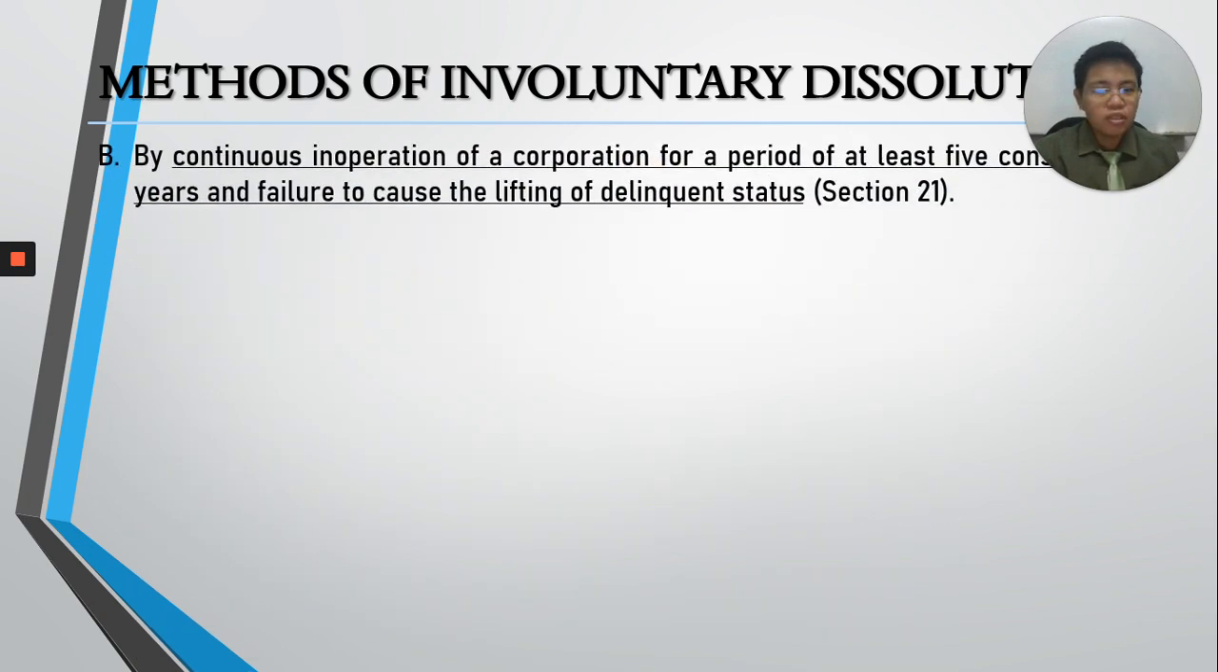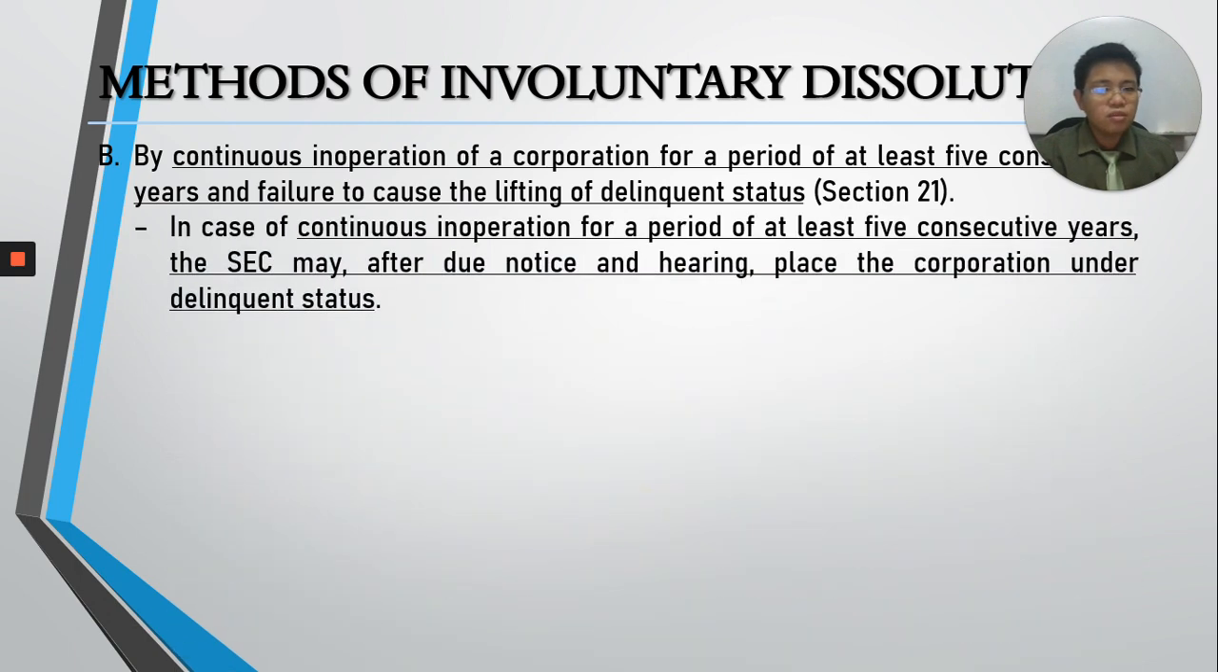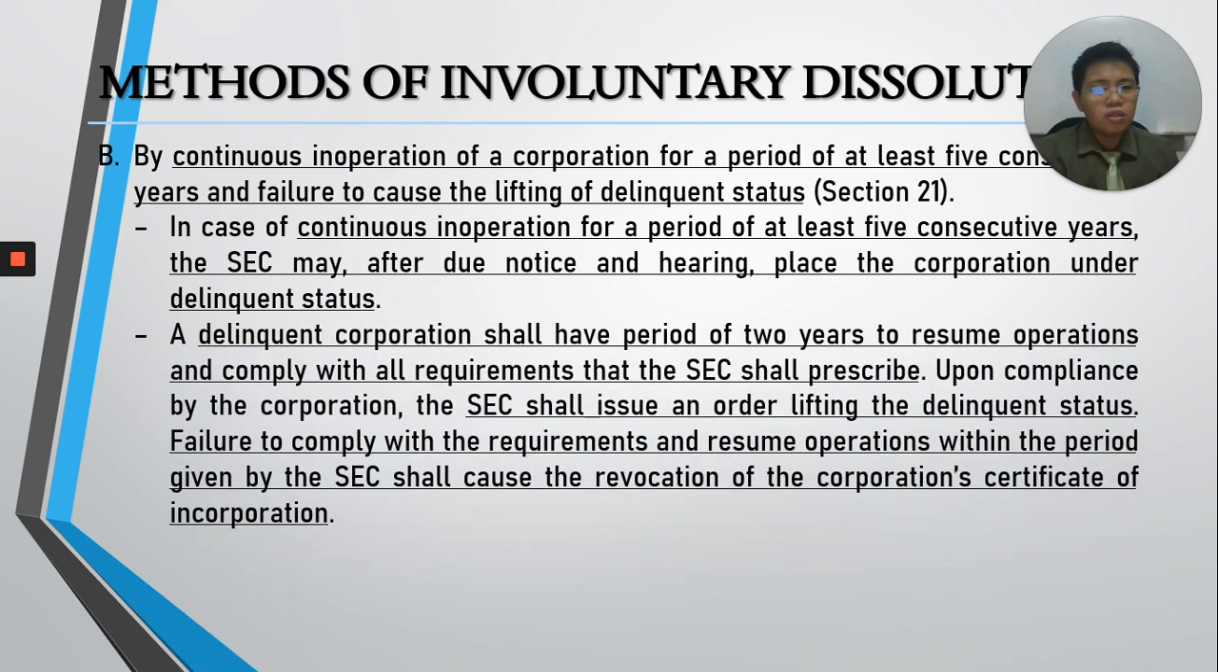What else? Number 2, continuous inoperation of a corporation for a period of at least 5 consecutive years. And not only that, there is a failure to cause the lifting of delinquent status. So, continuous inoperation for a period of 5 consecutive years, hindi naman talaga yan ground for dissolution. But it will be a ground to place the corporation under delinquent status, but only after due notice and hearing. May hearing pa yan. Hindi rin matik yan. Kung nag-hearing, tapos hindi kontento ang SEC sa explanation, it can place the corporation under delinquent status.